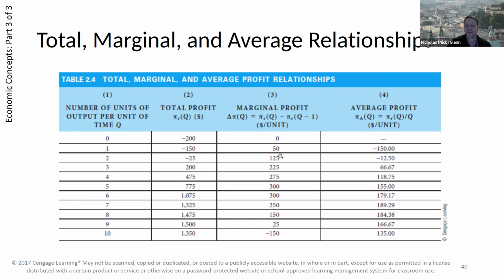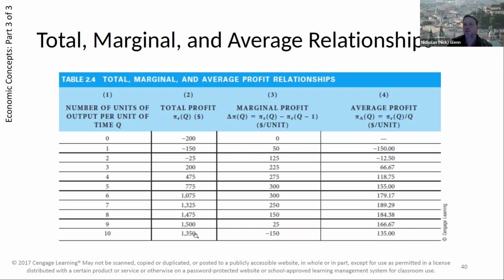As you can see, as you go from 2 all the way to 9, there's a positive marginal profit. That is, for each additional unit you produce, the revenue you generate is going to be more than the cost. So it's positive. But then what happens is you go from 9 to 10, it goes to a negative marginal profit. That is, producing this 10th unit, the cost of producing it was greater than the revenue that you generated from it.